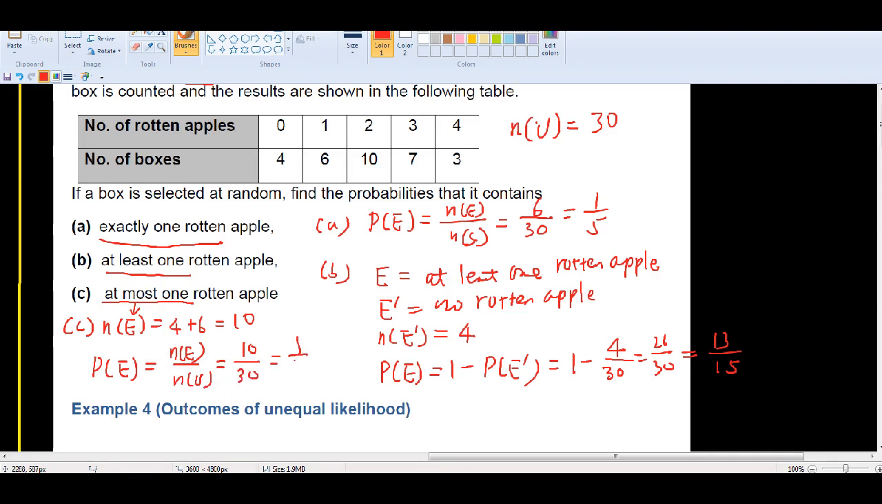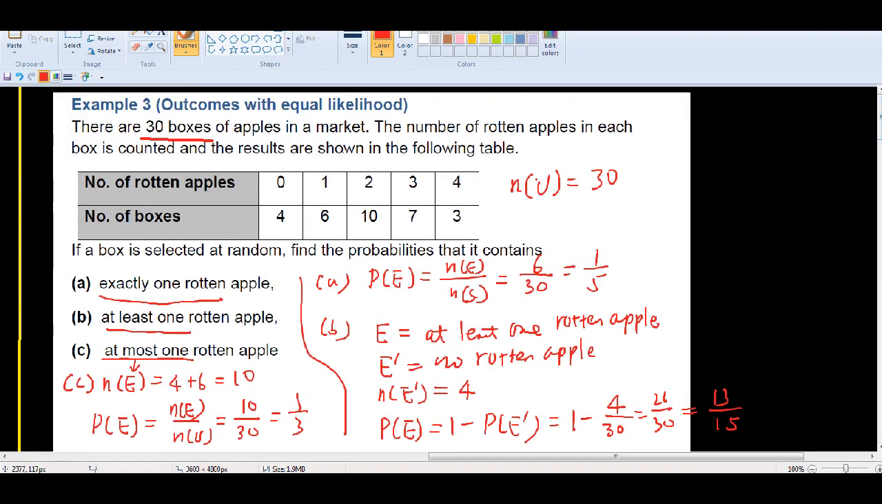Again, for this question each box has an equal chance of being selected, so you can just find the number of boxes divided by the total number of boxes. That will do it. That's the kind of thinking you need to develop for this type of question, when the sample space has outcomes of equal likelihood. It's much more systematic for you to think, get your numbers and get it done.